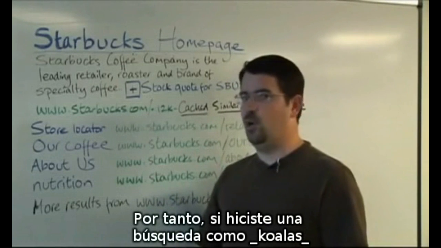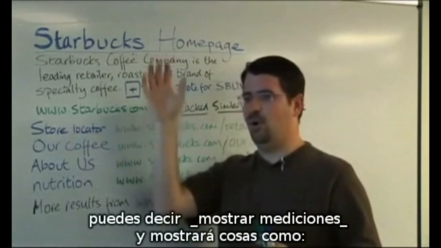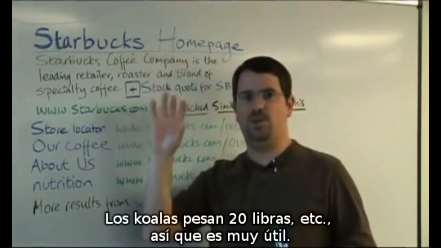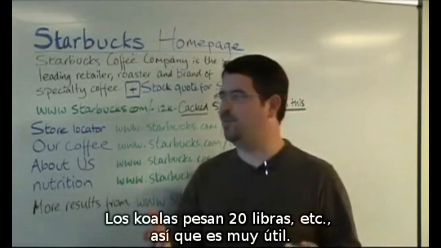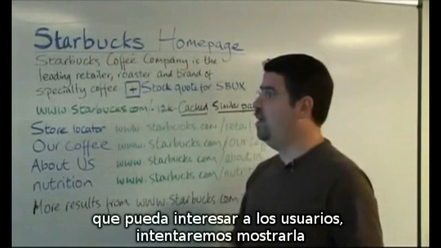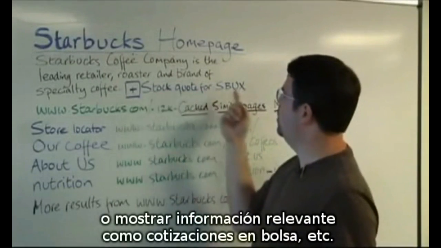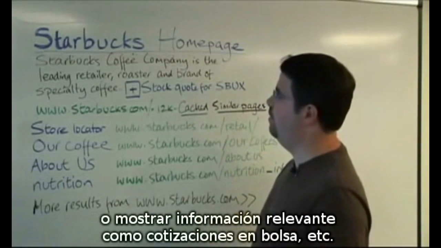So if you've done a search like koalas or koala bears, you can say, show me the measurements, and then it'll show you all the things like, oh, koala bears are 20 pounds and stuff like that. So it's really helpful. In general, whatever interesting information you have on your page that users would be interested in, we'll try to surface that or show relevant information like stock quotes and stuff like that.